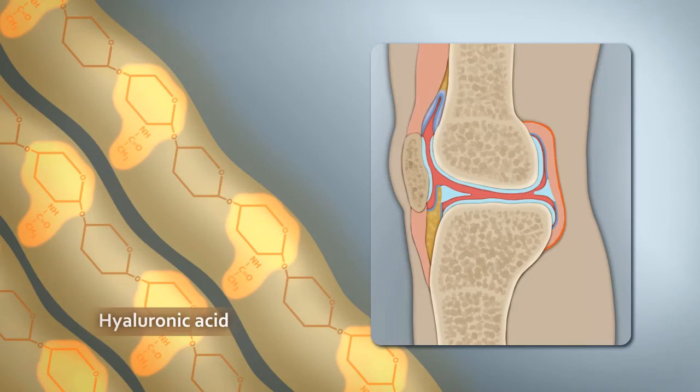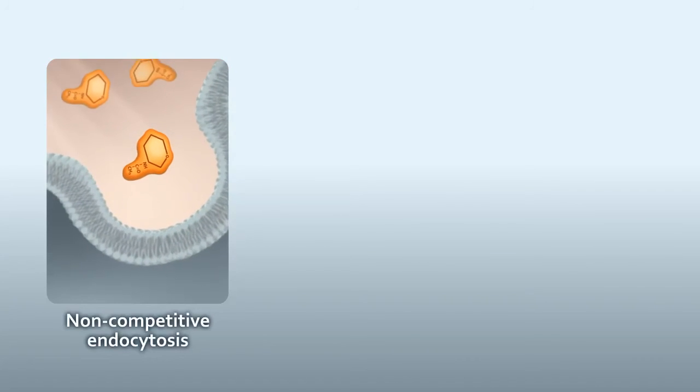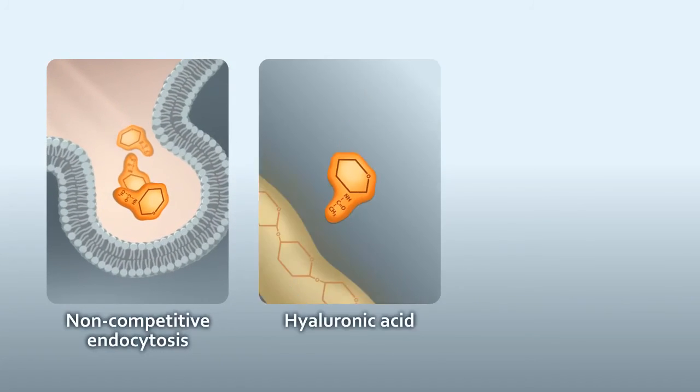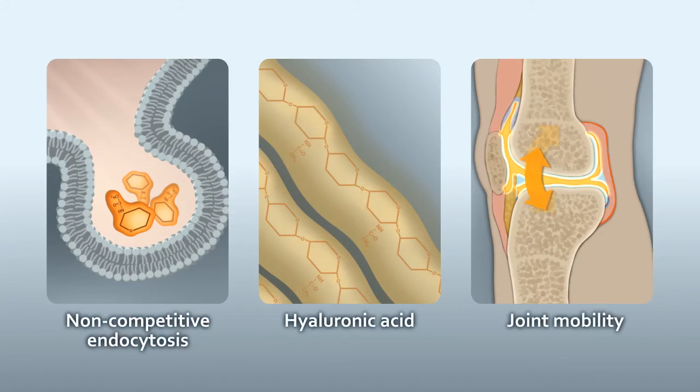Hyaluronic acid increases the viscosity of the joint fluid and improves joint mobility. In summary, UltimateGlucosamine brand of N-acetyl-D-glucosamine provides a more direct route to the building of hyaluronic acid, which is important to joint mobility.